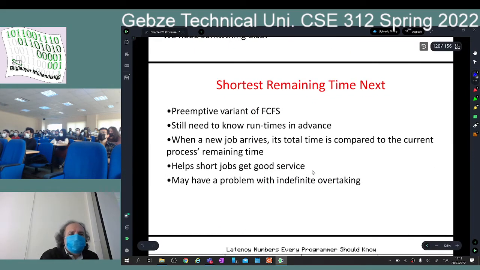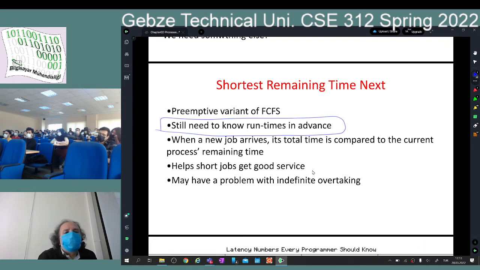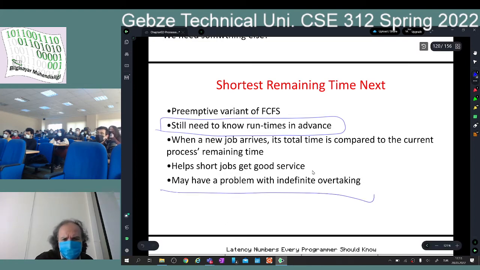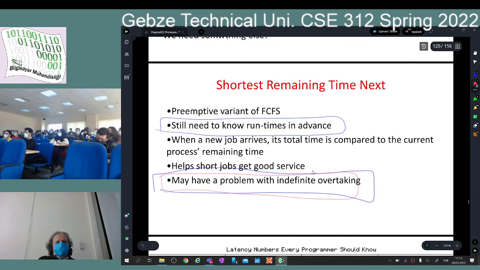It is the preemptive variant of FCFS. Of course, we still need to know the run times in advance, but for batch systems, I can know it. When a new job arrives, its total time is compared to the current remaining times. It helps the short jobs get good service, but it has a problem. Can somebody explain this to me? This is a problem. Maybe I should make it red. So red is a problem. It may have a problem with infinite overtaking, or we have a nicer term for this kind of problem.